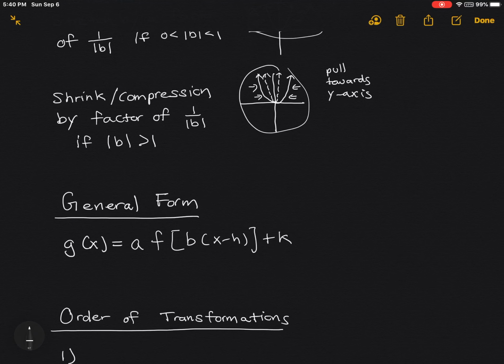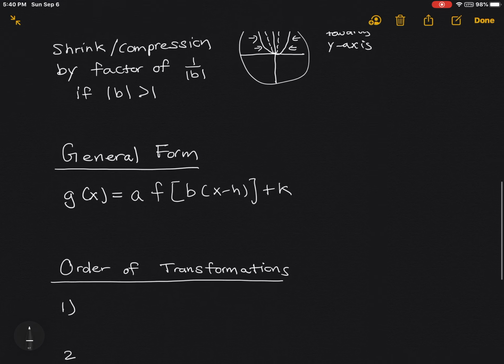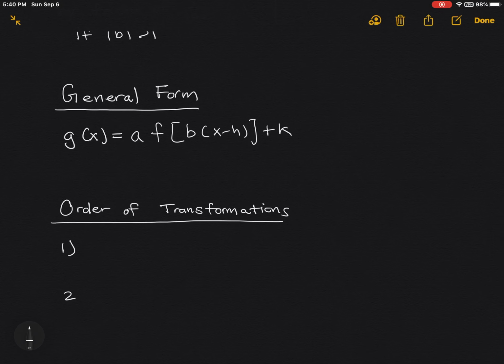All right, so every value in here represents something. The a represents the size of the graph being changed vertically. The b represents the size of the graph being changed horizontally. Not only that, the sign of a and b determine whether you have reflections over the x and y axis. h, of course, shifts the graph left and right. k shifts the graph up and down, depending on what the sign is.